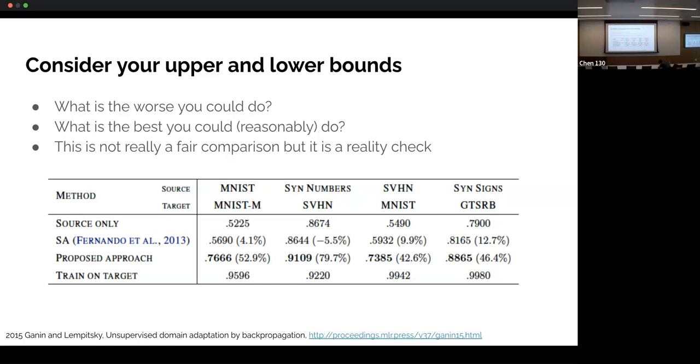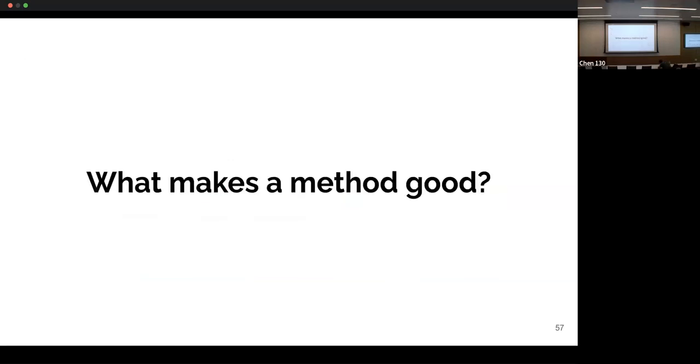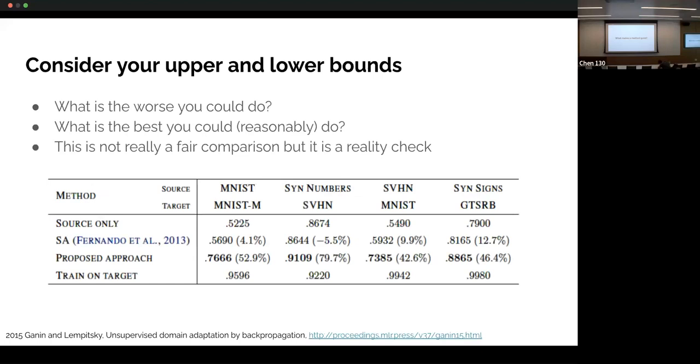Questions on comparing between methods before we move on to ablation studies? Yes? Was it clear what the metric represents? Oh, that metric, I think it's just accuracy. It's top one accuracy, I think. Top one, okay. But on the test set, or?